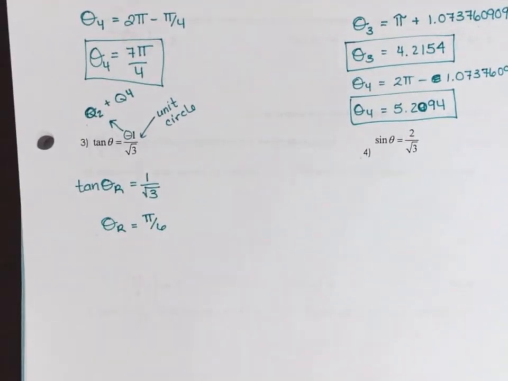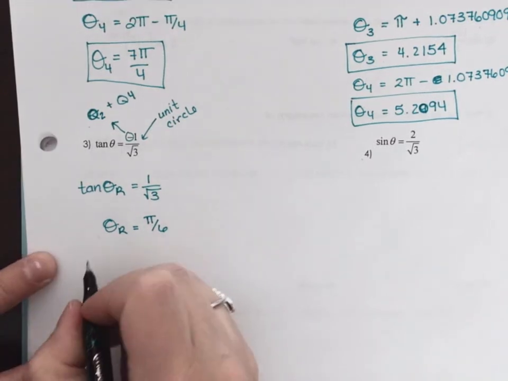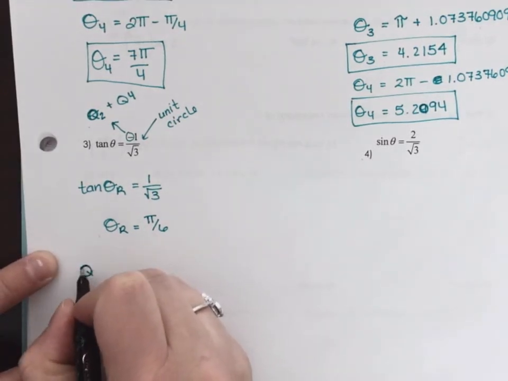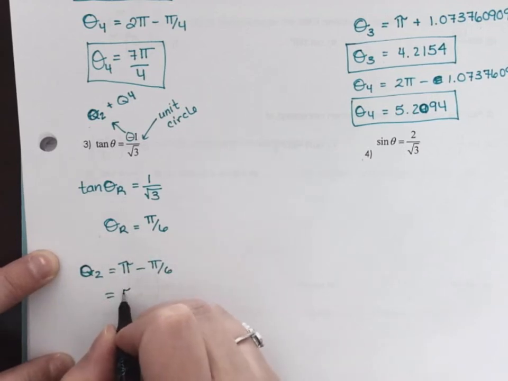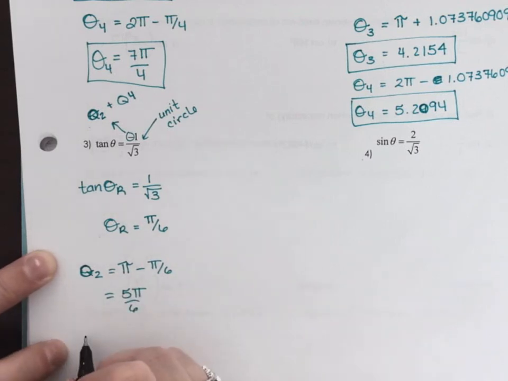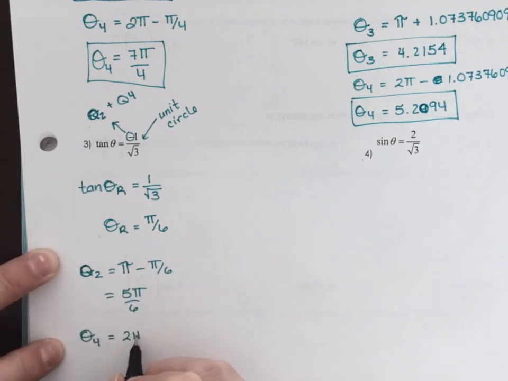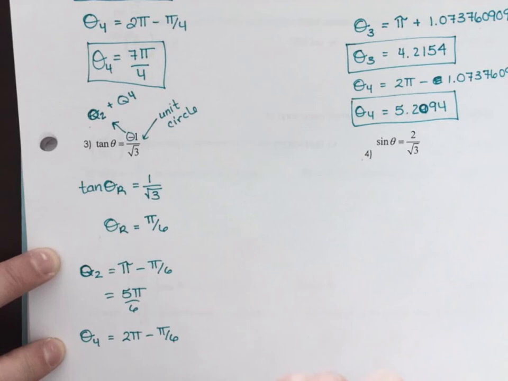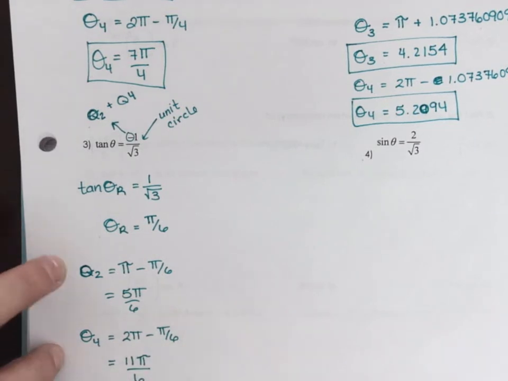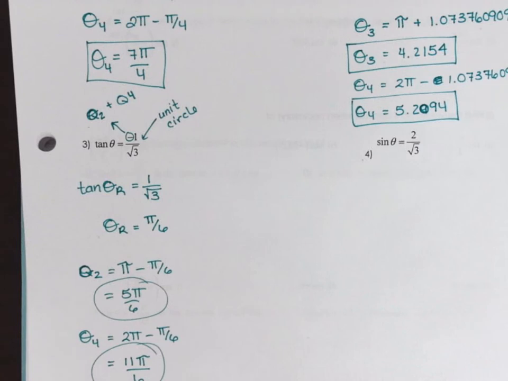So where are we in quadrant 2? So the rule in quadrant 2 is pi minus pi over 6. So we're at 5 pi over 6. And the rule for quadrant 4 is 2 pi minus pi over 6. So this one's going to be 11 pi over 6. So those are my two answers.